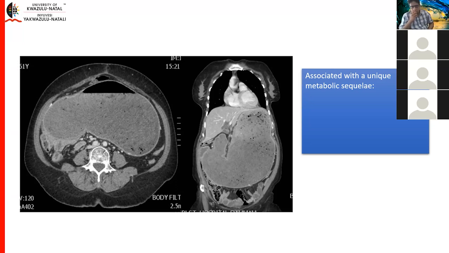So what views do you get of a CT scan? What directions do you look in? I'm not sure, doctor. Okay, anyone else? Timbani.